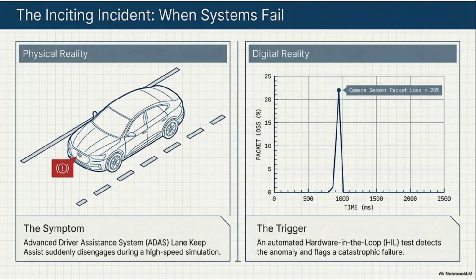It starts with a failure in the digital reality. Imagine an automated hardware-in-the-loop (HIL) test for an advanced driver assistance system, which is ADAS. During a high-speed simulation, the lane keep assist suddenly disengages. What is the trigger here? Telemetry detects a camera sensor packet loss exceeding 20%, flagging a catastrophic system failure.